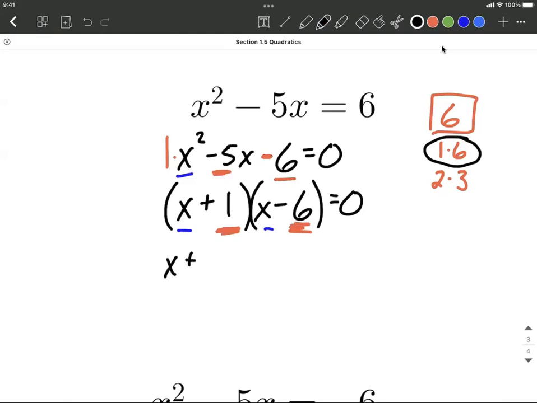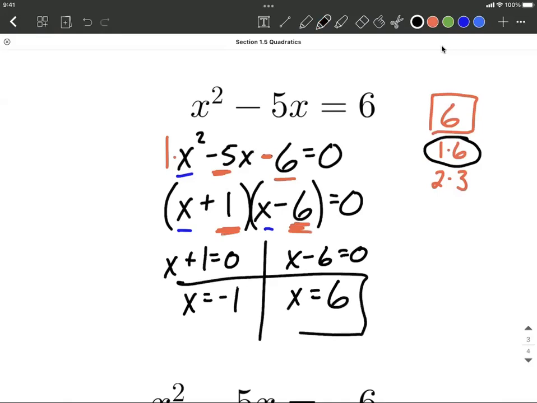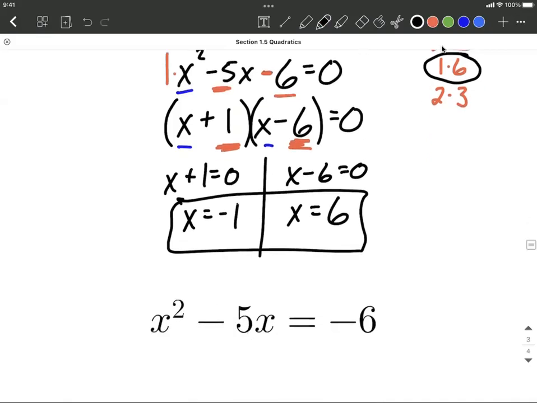To finish this up, we're going to set each factor equal to 0. Treat them as individual problems and solve them down. So subtract 1 from both sides, add 6 to both sides, and we end up with 2 solutions on this. We could check our answers back into the original one at a time by replacing both the x's with -1 and then both the x's with 6.